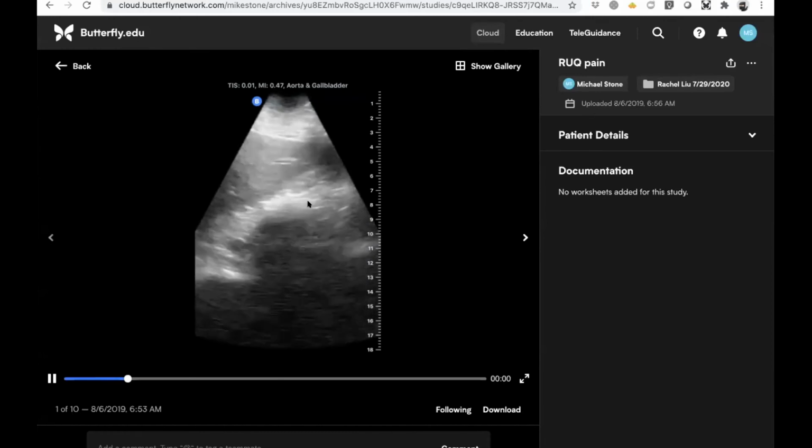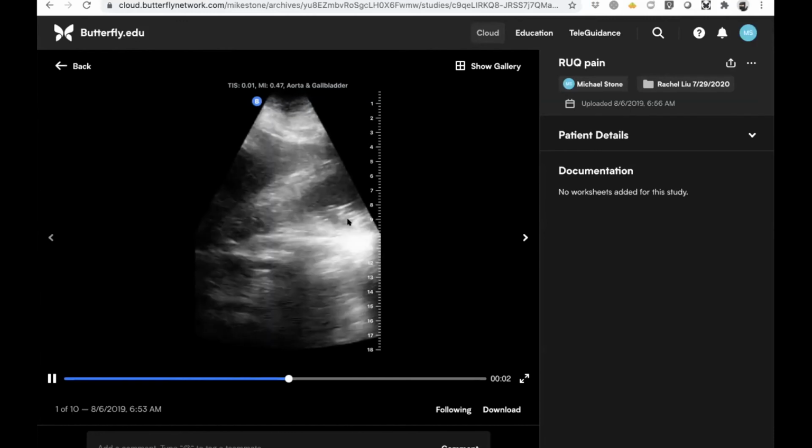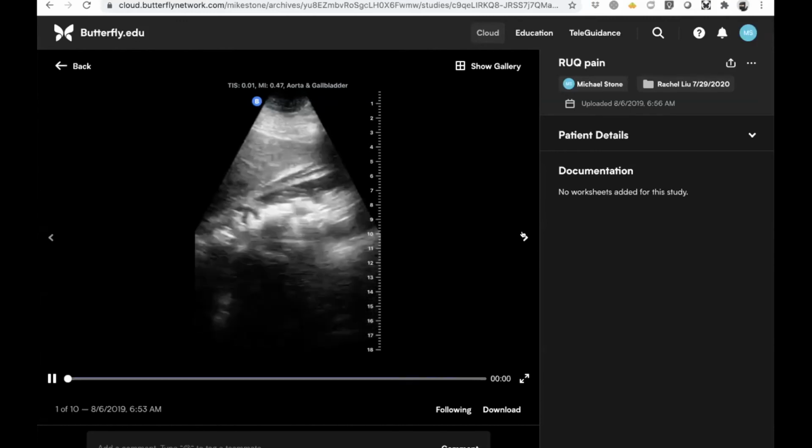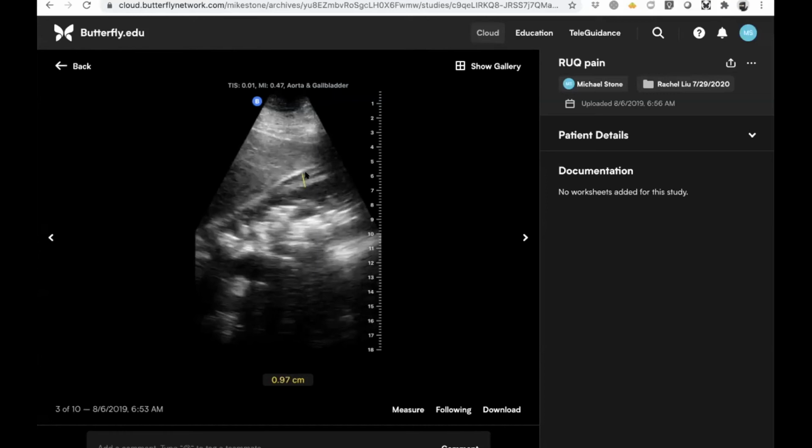And there's some bile in there, but there's also a whole lot of layering stones. And this is just another good example of a nice wall measurement. So we're measuring the anterior wall. It's almost a centimeter. This is pretty convincing for acute cholecystitis.